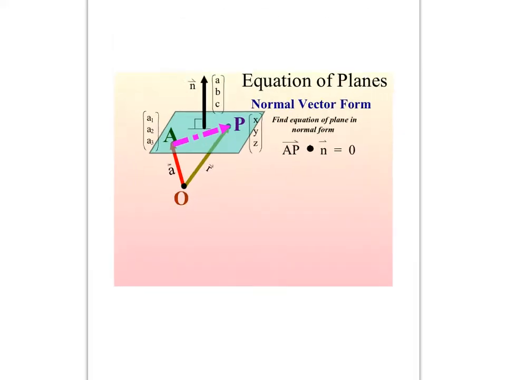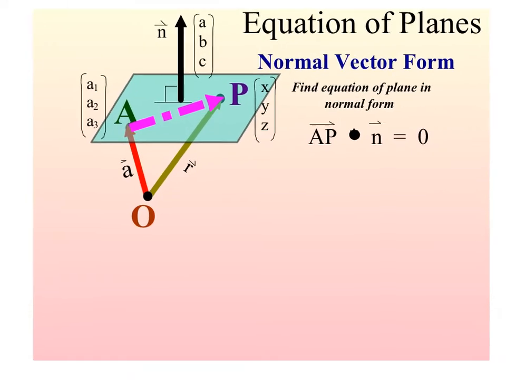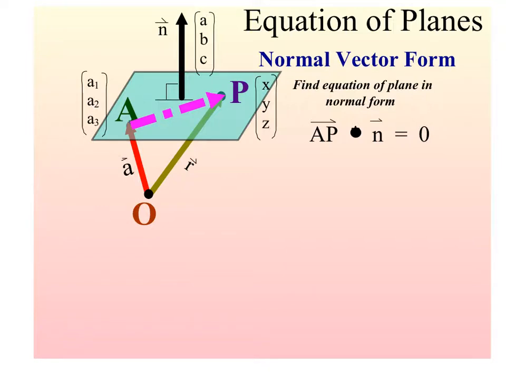Okay, so, equation of planes using the normal vector. I think we can all agree, let's take this pink vector AP and this normal vector n. We should be able to agree at this point that if I took the dot product of those two, it should equal 0. If they're perpendicular, those two vectors should have a dot product of 0.